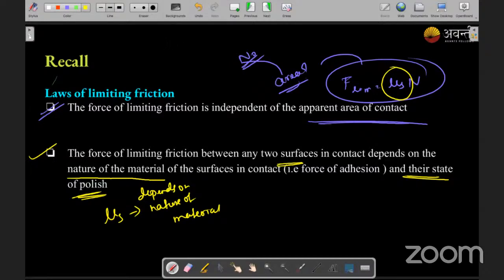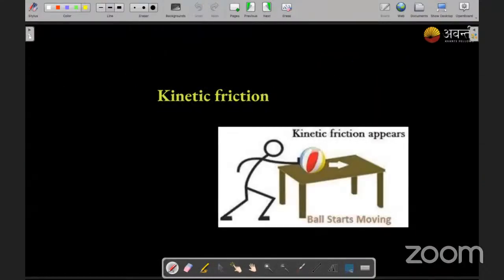Now, students, we'll be talking about something other than limiting friction. That is kinetic friction. When you hear kinetic, what comes to your mind? Let me know. Every JNV student has to interact. Bagalkot students, Ballari students, Davangere, Tumkur, Uttara Kannada, Chitradurga, a lot of students are there. Yes, there is something involving motion.